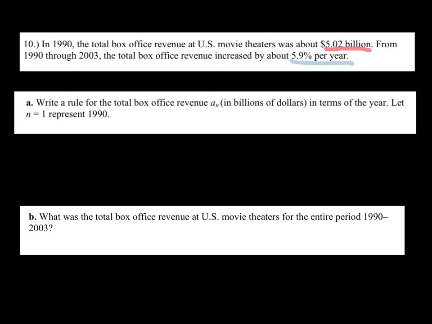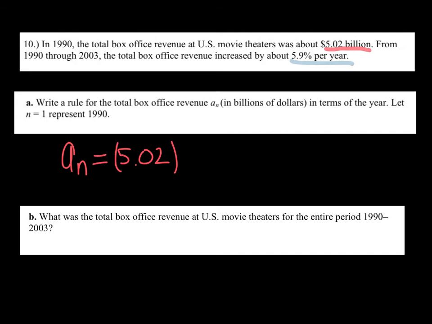So it says the first year, they were at $5.02 billion. So that's your first term. So we're going to write A sub n equals the first initial value that it was, $5.02 billion. And since our term value is in billions of dollars, that's fine. We don't need to add all those zeros.